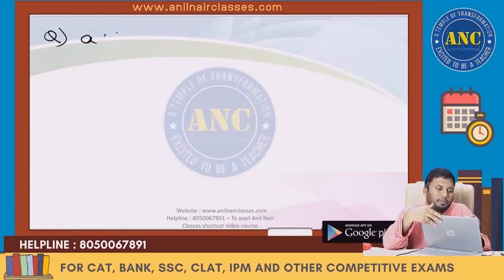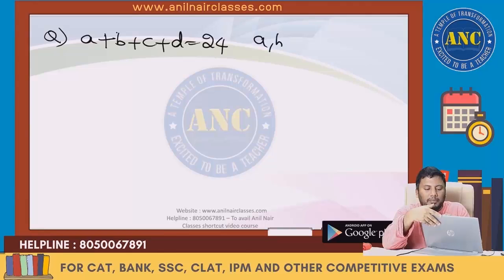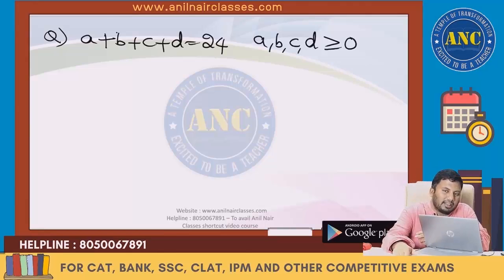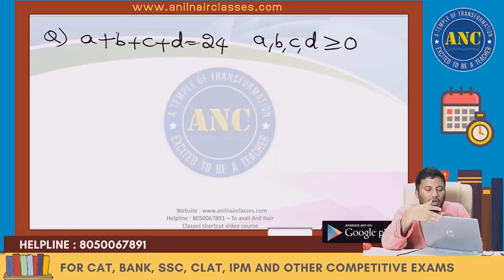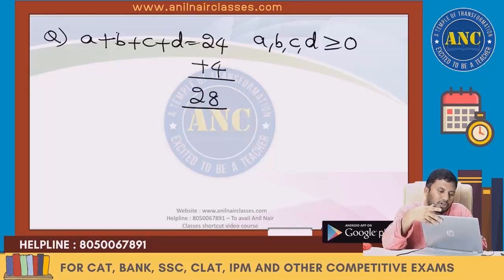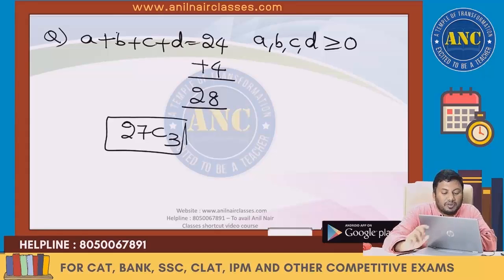A plus B plus C plus D equivalent to 24. A, B, C, D greater than or equivalent to 0. Every value is starting with 0. I need 1. So 1, 1, 1, 1. 4 is added. 24 plus 4, 28. Answer is 27C3. I hope it is very clear to you.